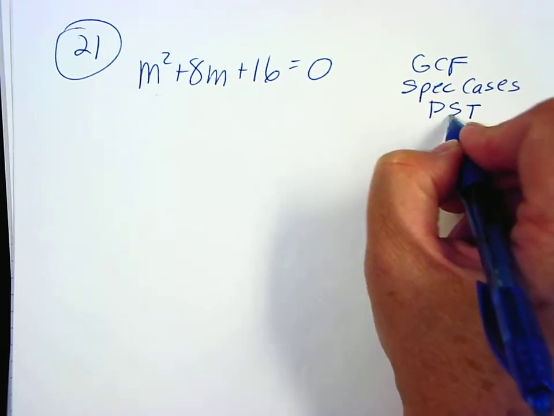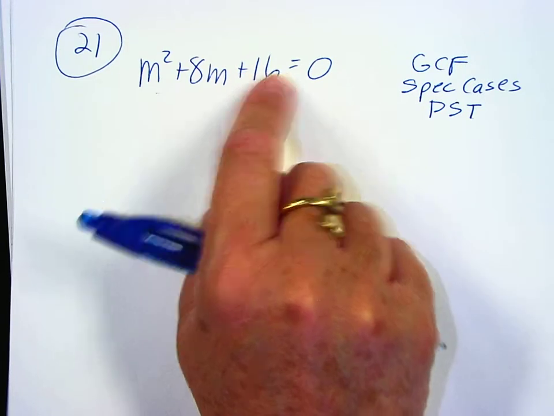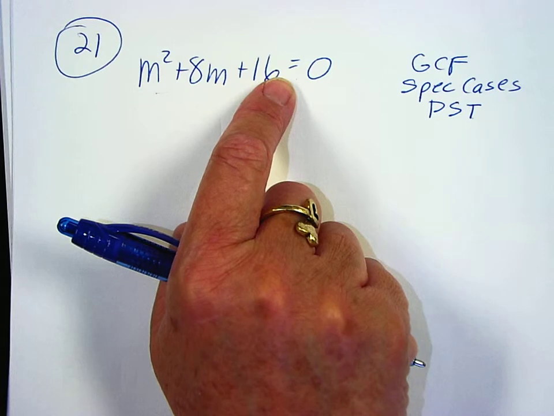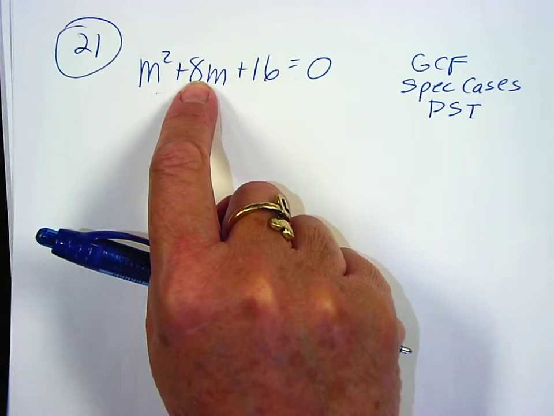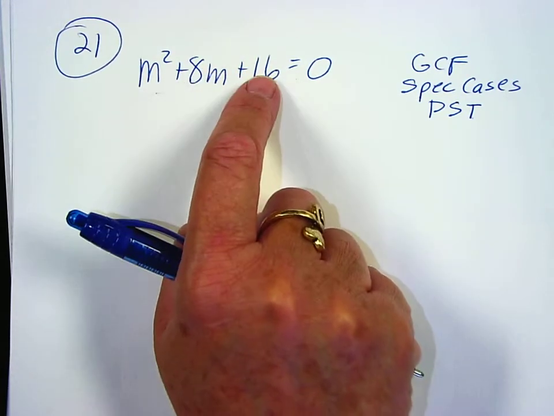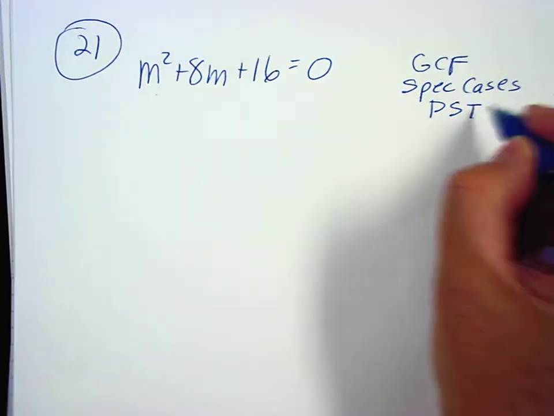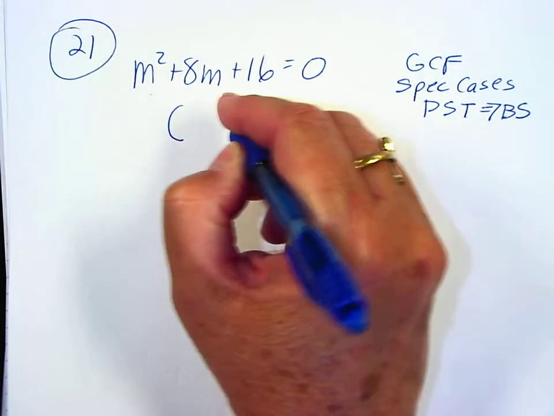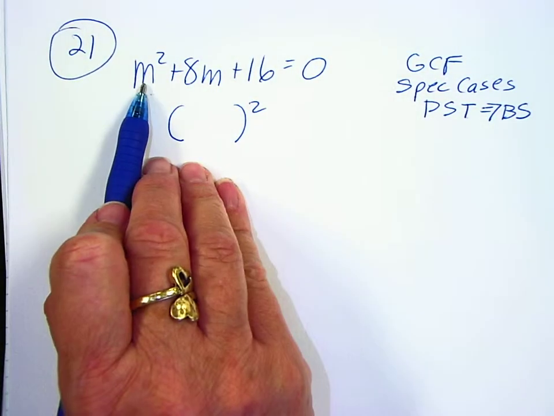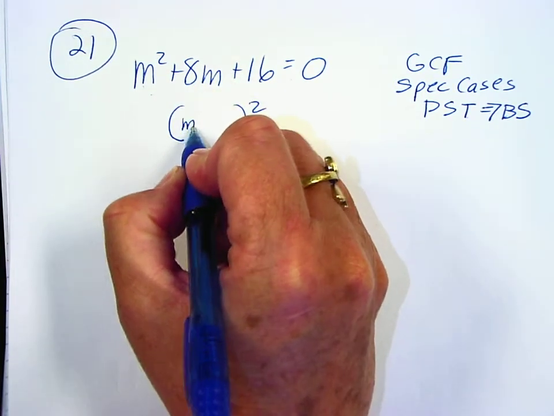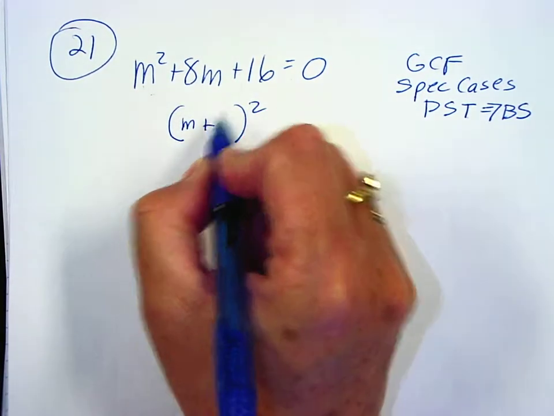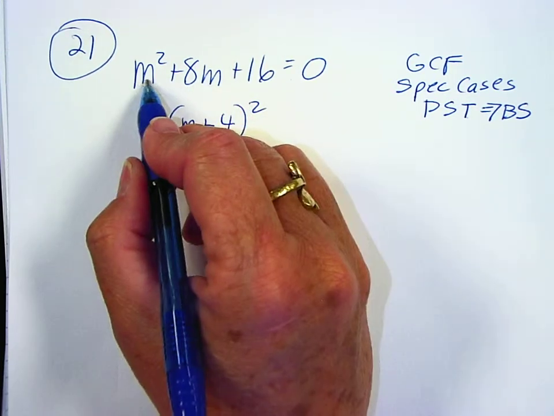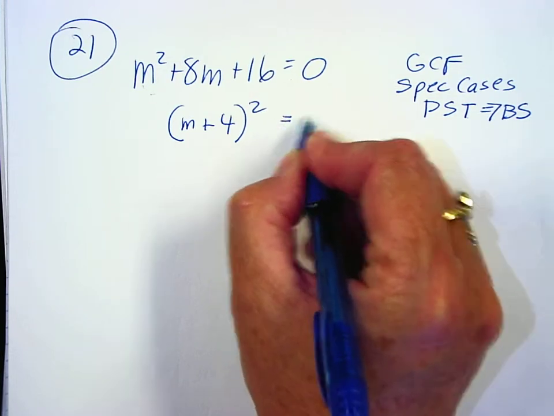Well, that stands for perfect square trinomial. It's a trinomial. M squared is a perfect square, and 16 is a perfect square. If I take half of b, which is 4, and square it, I get 16. Hey, this is a PST. And I know that when I factor a PST, I get a binomial squared. What I'm going to do is take the square root of m squared, the sign of the middle term, and the square root of 16, and square it. This is my binomial squared that equals this PST, and that equals 0.